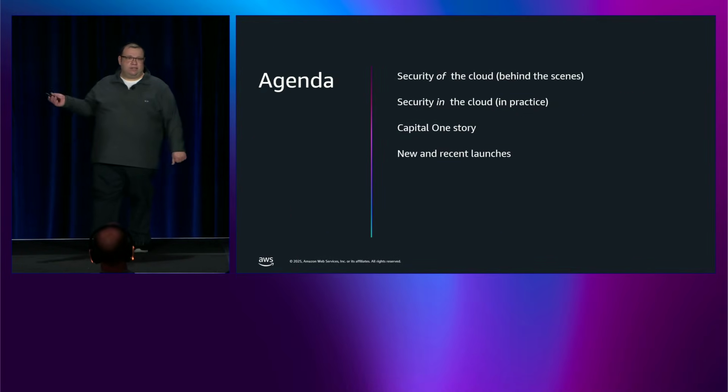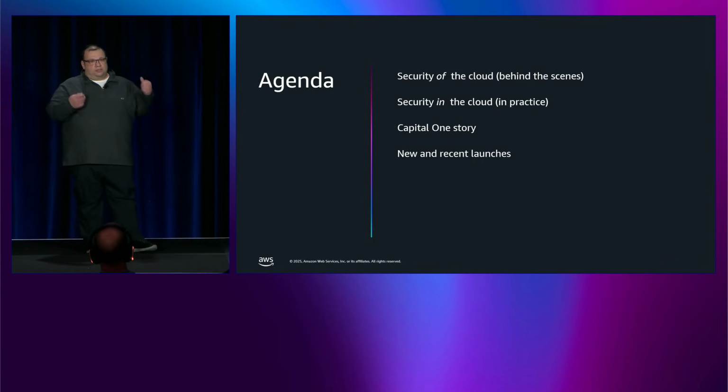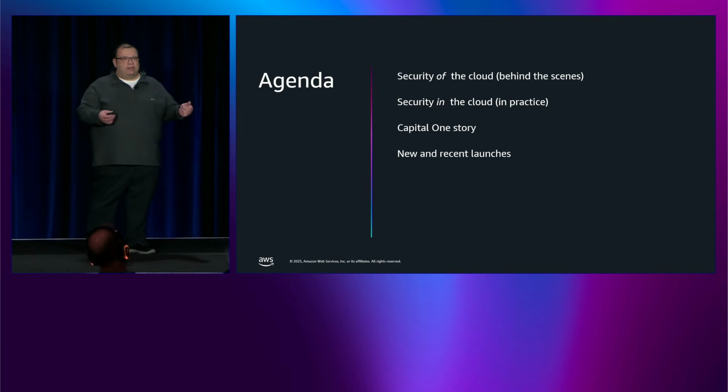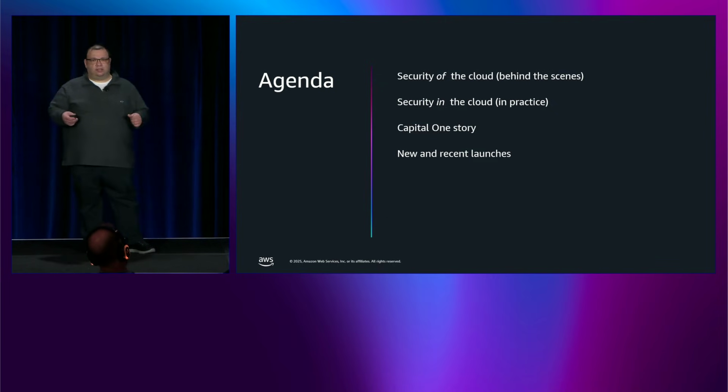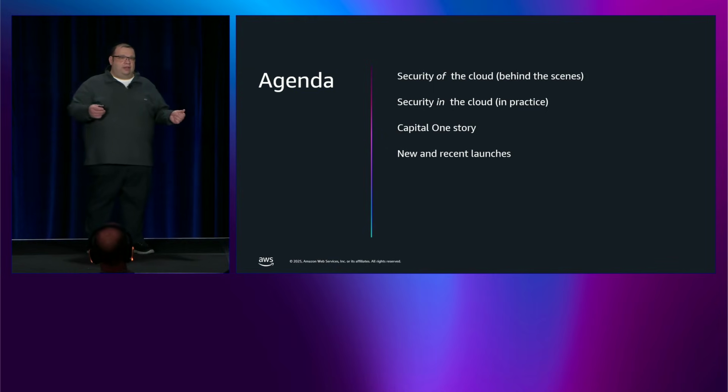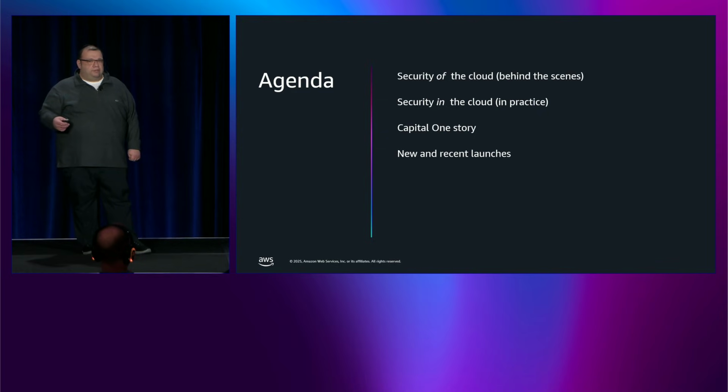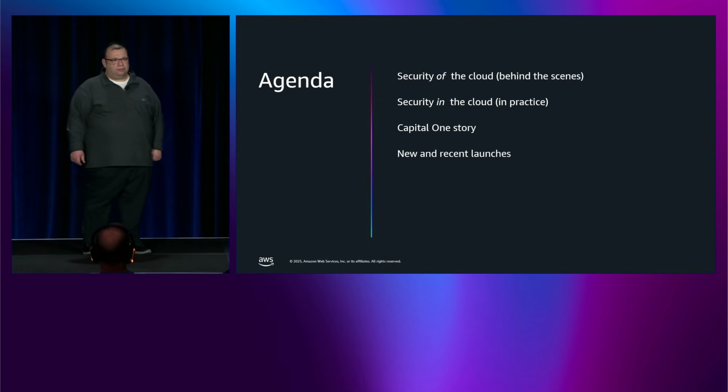So how is our session going to go? First, Kristen is going to talk about security of the cloud. So what we are, all of the tools, the mechanisms, the capabilities that we use to secure the underlying identity across AWS services. Then I'll come back and talk about security in the cloud. We'll talk about what are the things that we're doing to make it easy for you to uphold your side of the shared responsibility model.